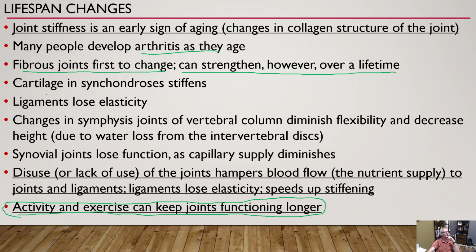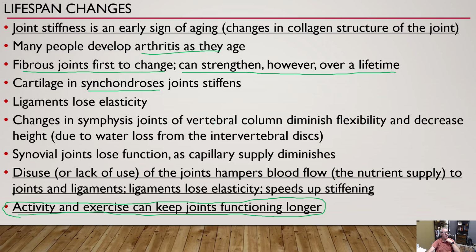The cartilage in those synchondroses joints stiffens. All right, your ligaments are going to lose elasticity. Remember, ligaments connect bone to bone. So, for those of you who could do the splits as a kid, now you can't do the splits anymore. You can't run as fast. You're not as flexible as you once were.